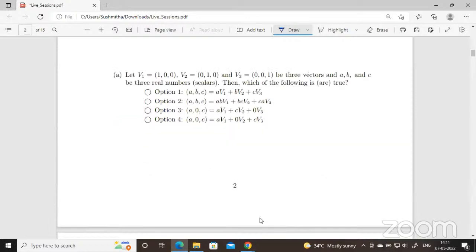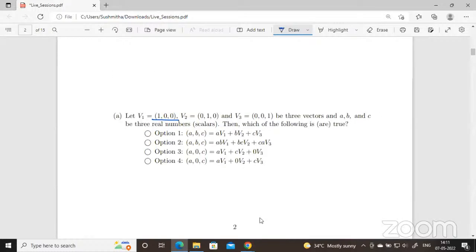There's a problem here. We have 3 vectors. Where does the vector (1, 0, 0) lie? On the x-axis. The vector v2 lies on the y-axis, and v3 lies on the z-axis. Let these be 3 vectors, and a, b, c be 3 real numbers. Then which of the following are true? What is the vector (a, b, c) in terms of these 3 vectors?